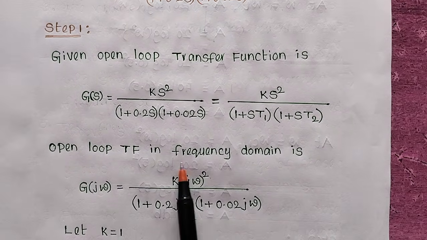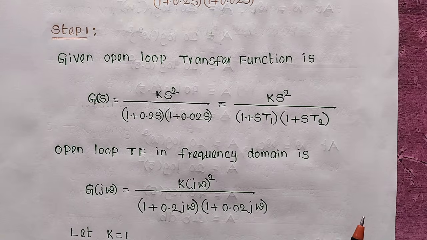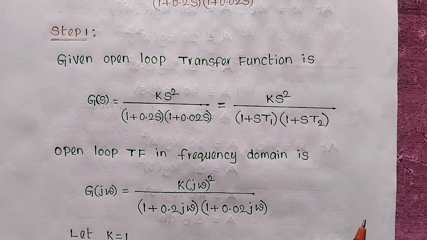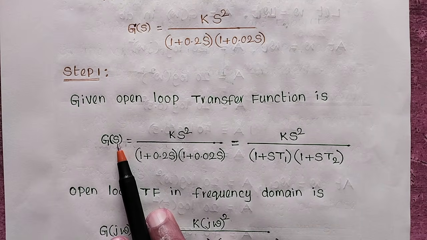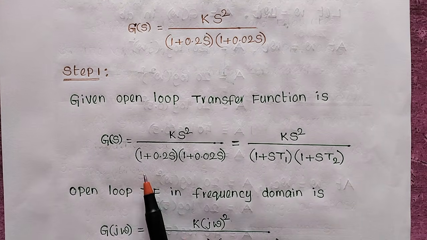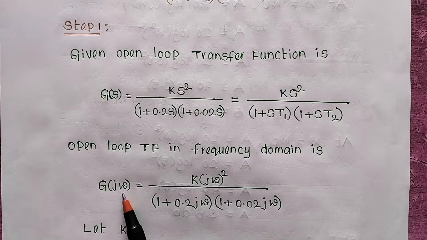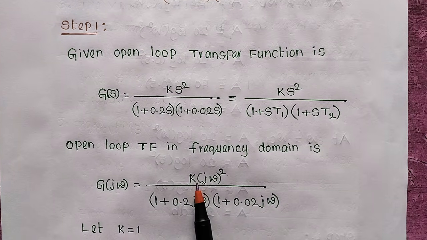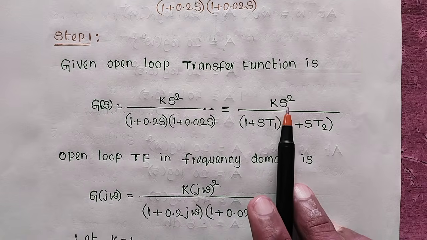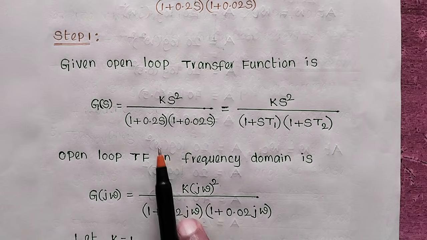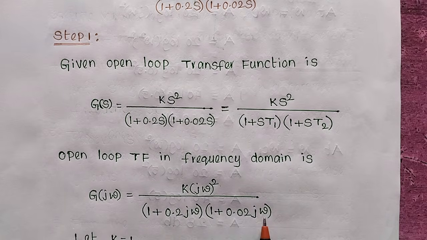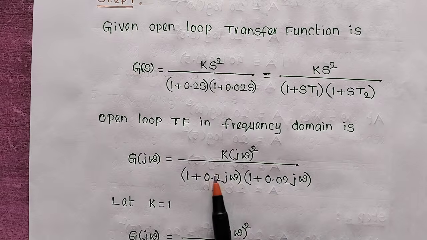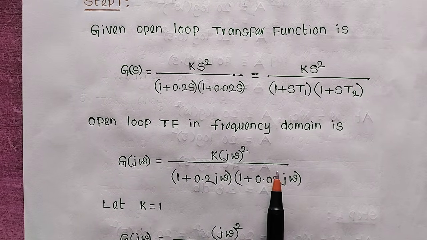So the open loop transfer function in the frequency domain: to draw the Bode plots, we have to convert the transfer function to frequency domain analysis. For that, replace s with j omega. The given transfer function is an s domain function, so for s we replace j omega. So G of j omega equals K (j omega) square by (1 plus 0.2 j omega) into (1 plus 0.02 j omega). This is the transfer function in the frequency domain, or omega domain.